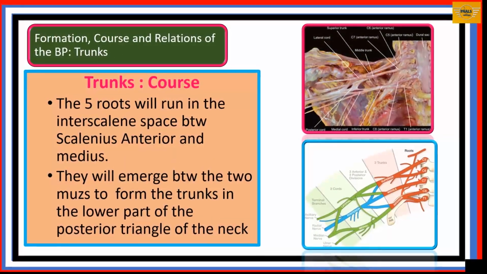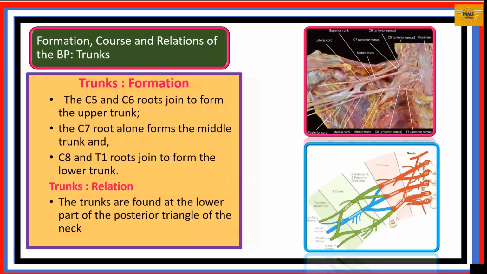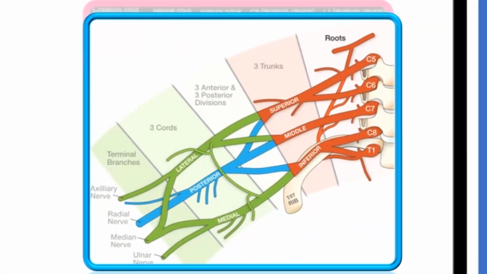We'll look at the trunk. The 5 roots, as we've already noted, will be seen between the interscalene space. These roots will merge in specific forms to form the trunks. So how are the trunks formed? Let's look at our picture again. Here we're seeing the first 2 roots, C5 and C6. They will come together and fuse and form what we call the superior trunk.